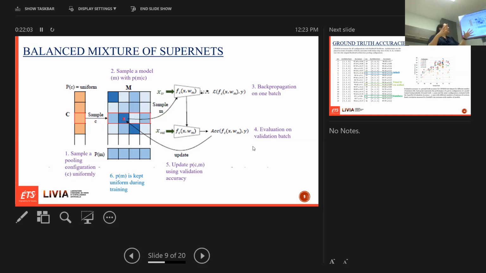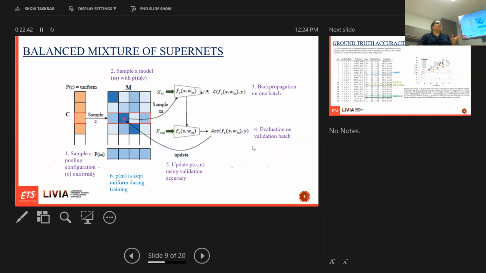These models are totally independent of each other. So we sample one of those models with this probability, and we do one batch of training for this specific model that we sampled. After the training, we do one batch of evaluation on a validation batch, and we calculate the accuracy. So we use this accuracy to update the probabilities here.